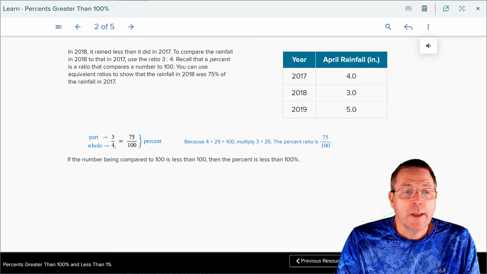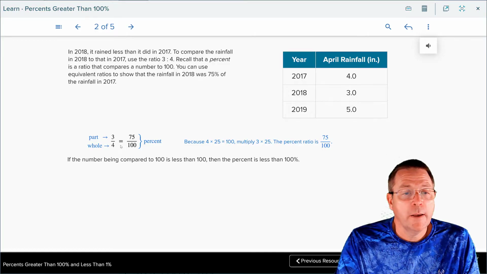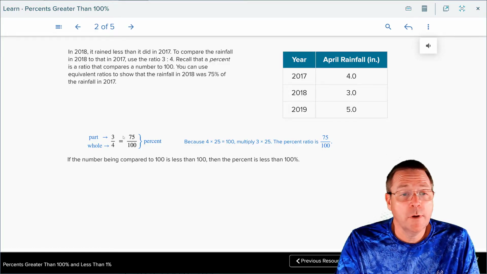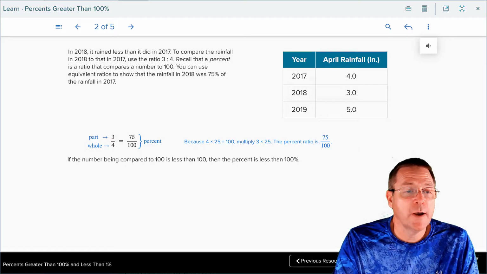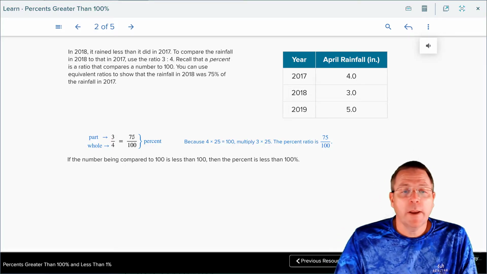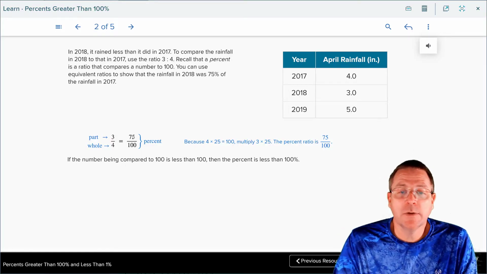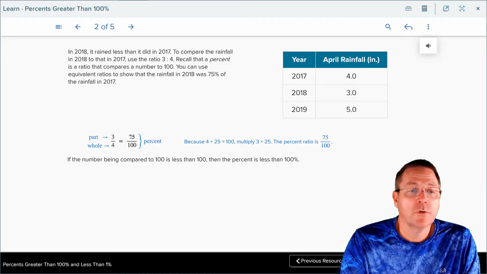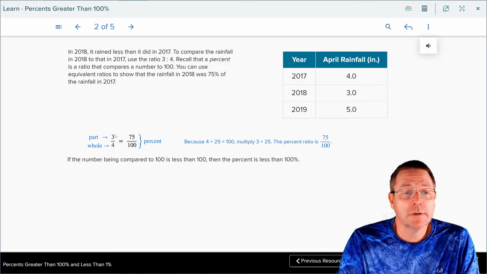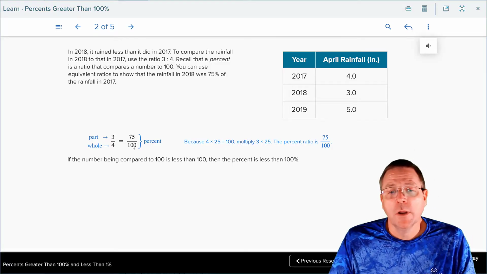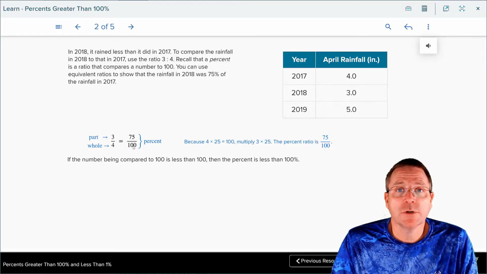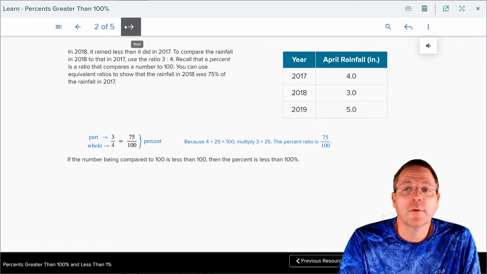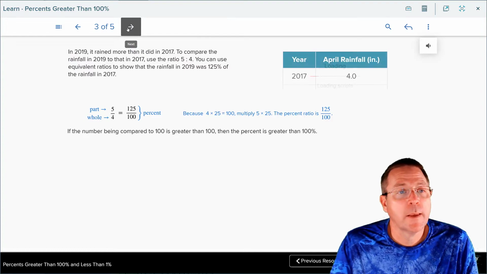The 100 came because we multiplied the top and bottom 4 by 25. 4 times 25 is 100. 3 times 25 is 75. If the number being compared to 100 is less than 100, then the percent is going to be less than 100. So the 75 was less, the 3 was less than 4, 75 is less than 100, so we have less than 100% of the rain that fell as compared to the previous year.